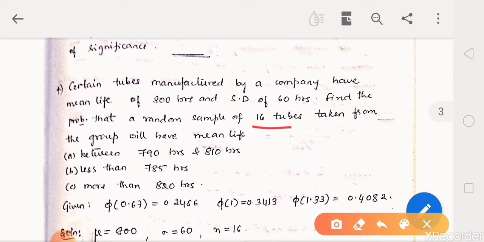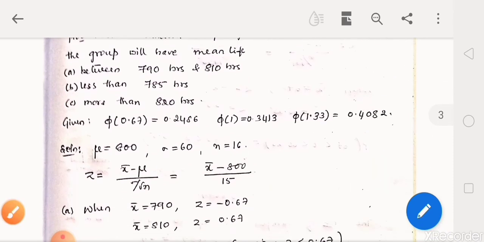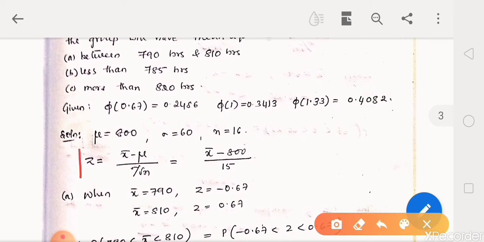For the population, mean mu is equal to 800 and standard deviation sigma is equal to 60. For the sample with different mean life, we have to calculate the probabilities. So x bar varies and in each case accordingly we have to calculate z value. Consider the expression for z equal to x bar minus mu divided by sigma by square root of n. We have the common values for mu, sigma and n. We will substitute those and z is equal to x bar minus 800 divided by 15.